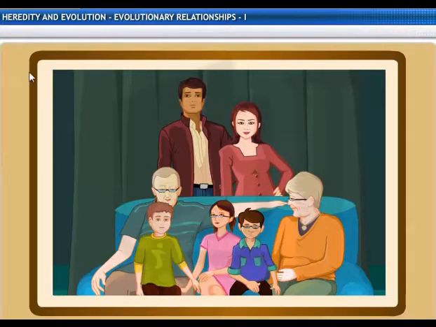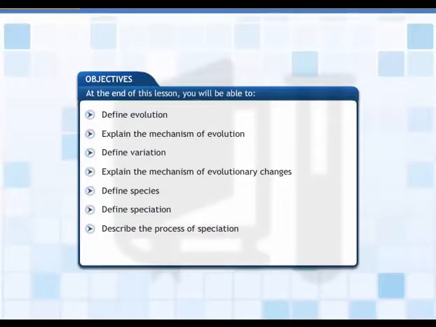This is because Sarah and her brother have common ancestors, their grandparents. This is an example of the fact that all life on Earth is descended from a common ancestor. So we can say that biological evolution is descent with modification. This lesson explains how species are formed and how they evolve over generations.